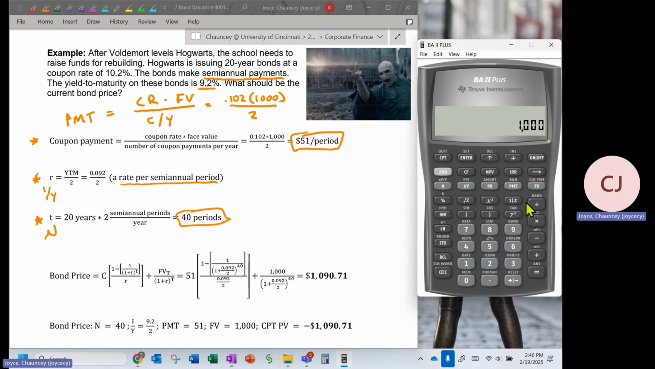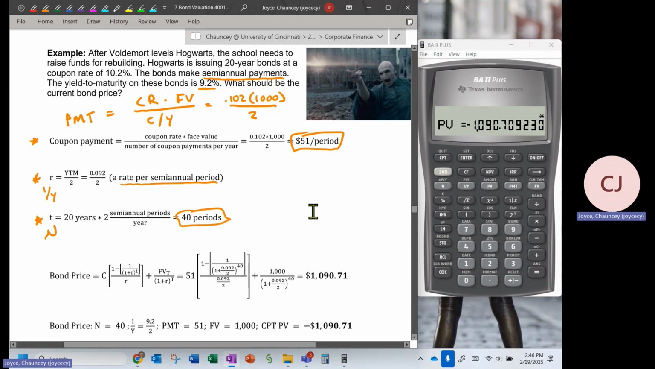So I'm going to put in 1,000 there for the future value, and then I'm going to compute for the present value. And again, another premium bond, and let's see if that makes sense. The market wants to earn the yield to maturity of 9.2. That's not enough. The coupon rate here is actually 10, so the company's paying 10 and the market only wants 9.2. So that is indeed a premium. So that checks out.